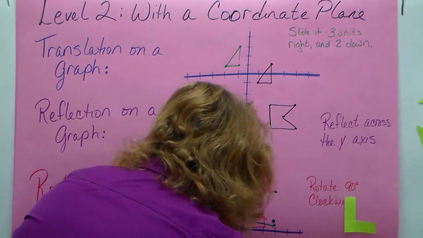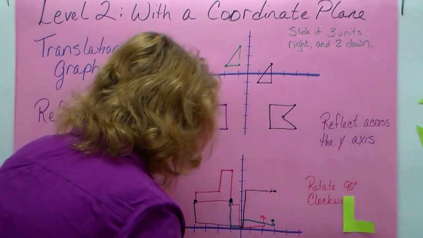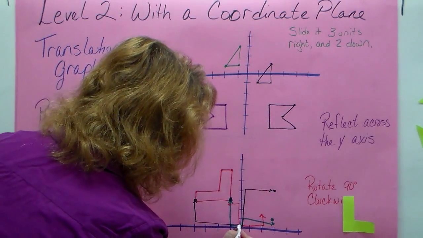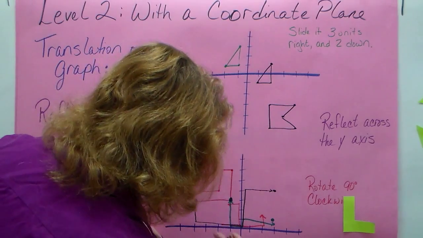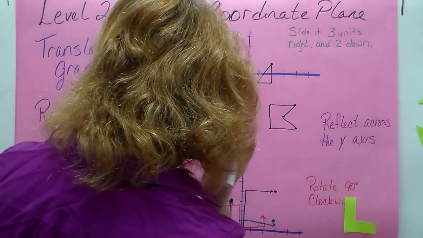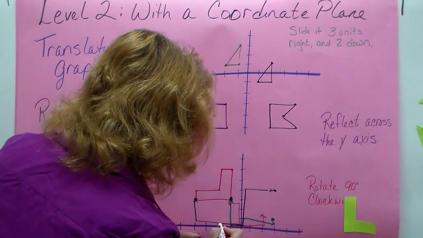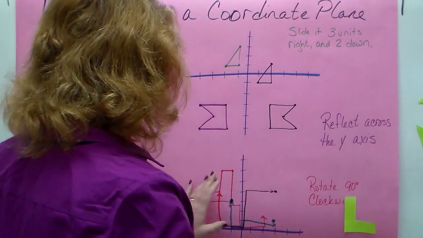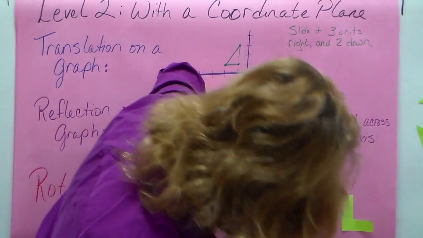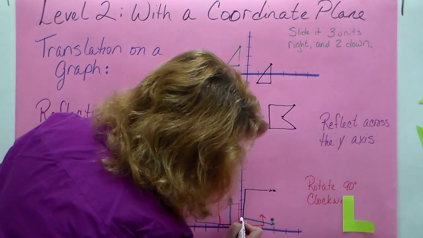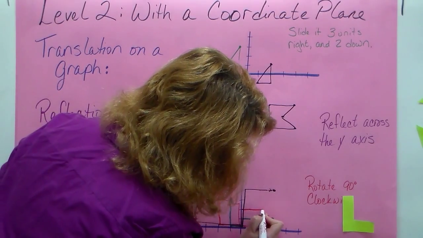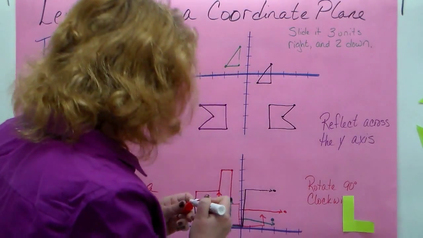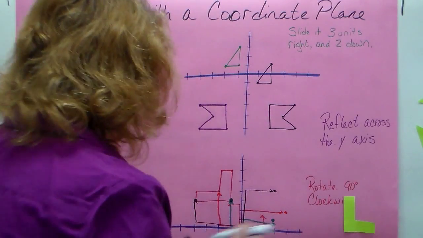I'm going to color code these so we don't lose track of them. Let's do the center one. I'm going to go 2 over, 1, 2, 3, 4 up. I'm going to take this and twist it, and I'm going to go 2 over and 4 up. It should be right there. I'm going to run out of colors.